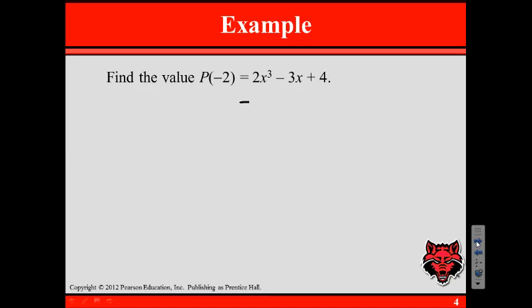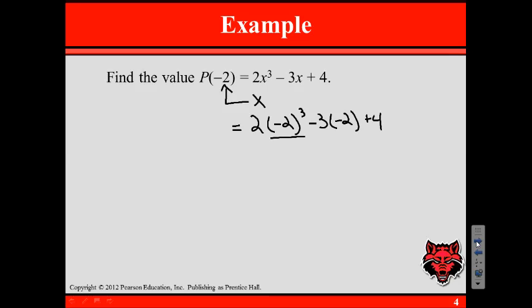Remember, anytime we put a number in place of x on the left-hand side of the equation, we do the same thing on the right-hand side of the equation. So this would become 2 times negative 2 cubed minus 3 times negative 2 plus 4. Once we correctly substitute the value in place of x, we evaluate.